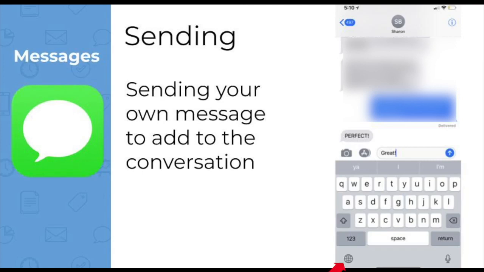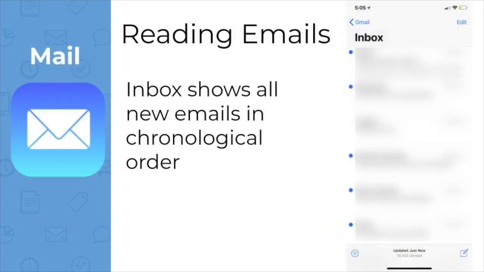In the very bottom left corner, you can also see a world icon, which will allow you to change the language of the keyboard that you're typing in. This can be very useful if you're bilingual and are typing in English some of the time, and the other half of the time you're typing in some other language. You can exit this screen by pressing the back button in the very top left corner, which will take you to the conversation screen. The final app that we'll look at today is the Mail app.